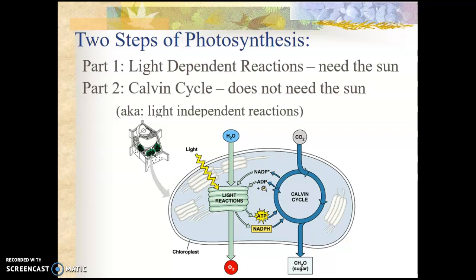It used to be called the dark reactions. Not because it can't happen in the light, it just doesn't use it. So the Calvin cycle occurs outside the thylakoids in the stroma, that solution inside the chloroplast, and it can happen in the presence of the sun or in the absence of the sun because it does not use light energy. Remember, it is the light-independent reactions.